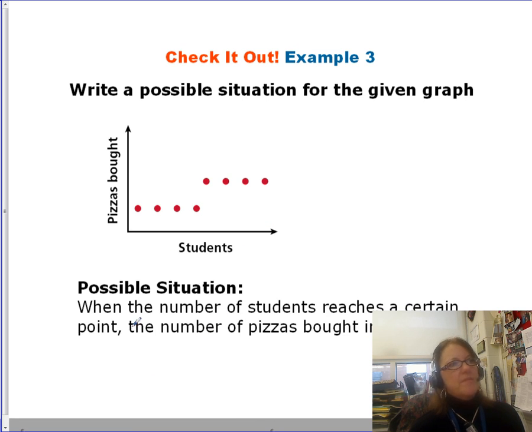Here's what we've got. When the number of students reaches a certain point, we have to buy more pizza, okay? So if you just have a couple of people, maybe only need 2 pizzas. But once you get to a certain point, then maybe you want to bump it up to 4 pizzas, 5 pizzas, something like that, because you've got to feed more people.